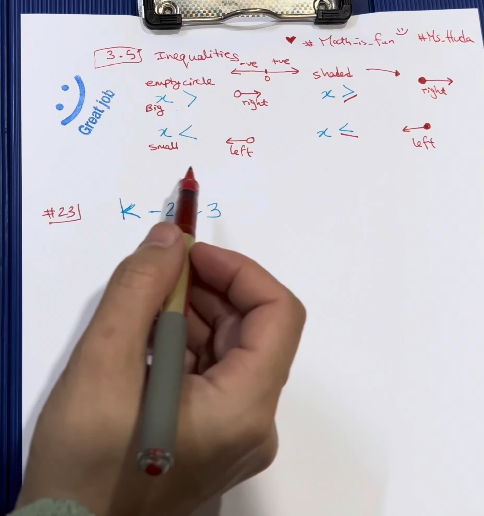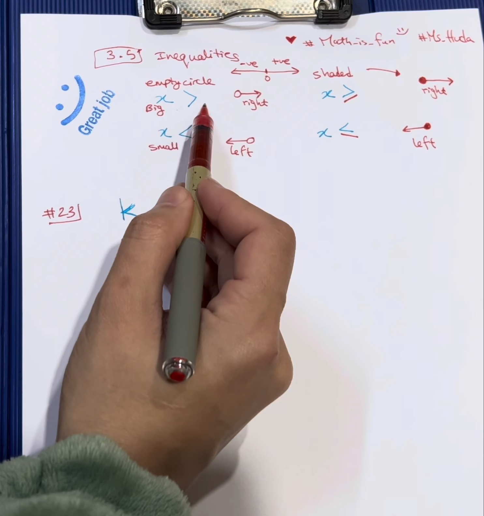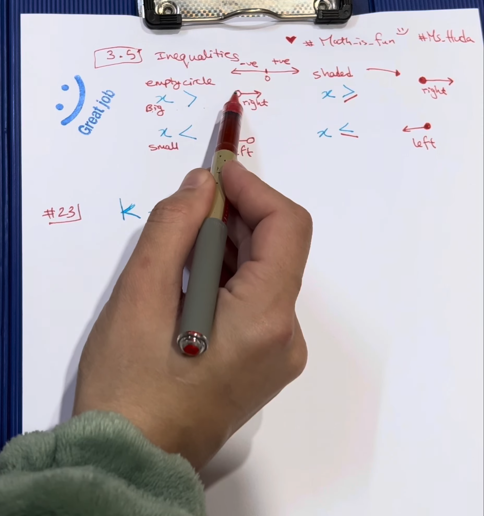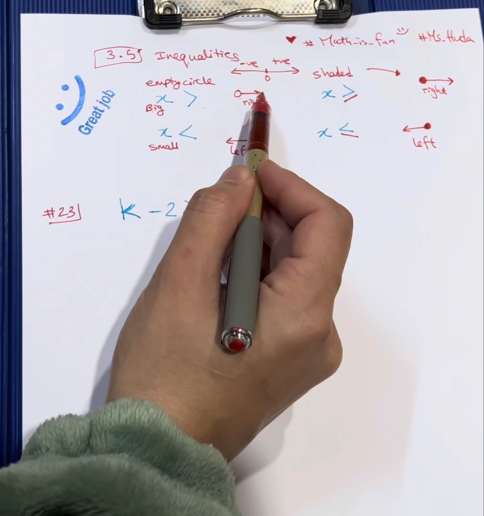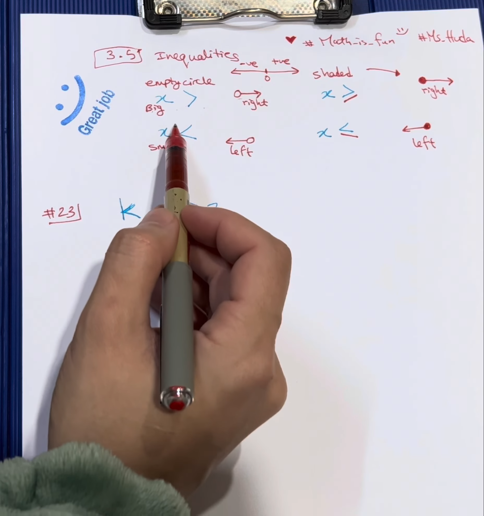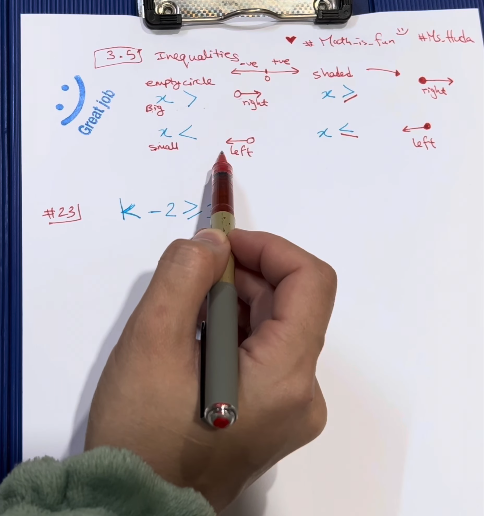As you can see, x is greater than any number here. X is the big one. It's facing x, so my circle is empty because I don't have an equal sign, and I am going to the right side. Now, here it's the opposite. When it's not facing x, that means x is the small one, so I will go to the left side.